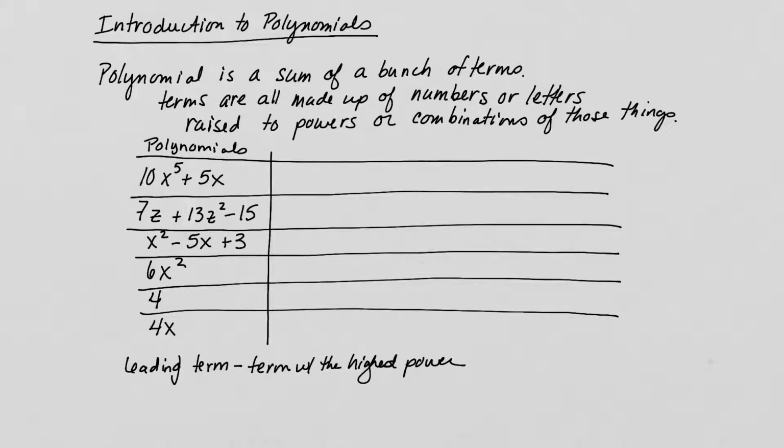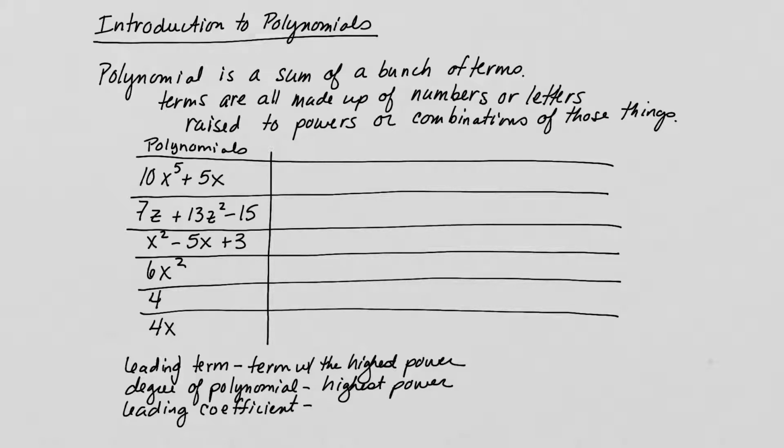And then there's two other pieces, and there's the degree of the polynomial. And so that is the highest power. And then there's also what the leading coefficient is. So the leading coefficient is the number in the leading term. And by number, I really mean the coefficient. But I'm going to show you some examples here.